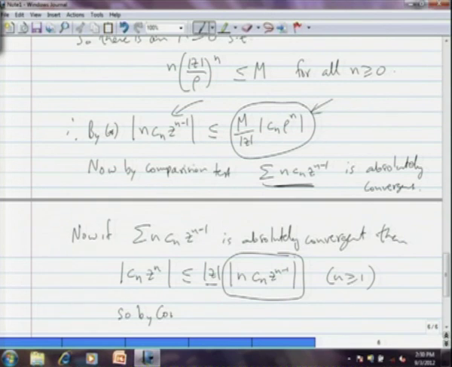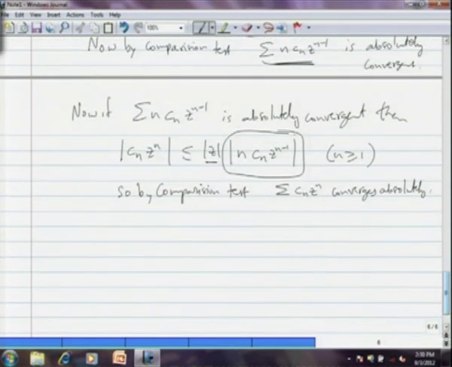So, by comparison test, sigma C n z power n converges absolutely. That is easy. Okay. So, that completes the proof of this lemma.